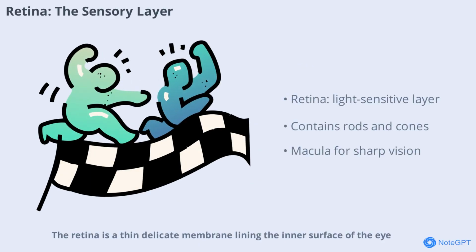The retina is a thin, delicate membrane lining the inner surface of the eye. It contains photoreceptor cells, rods, and cones that convert light into electrical signals. The retina is organized into multiple layers, including the pigment epithelium, nuclear layers, and plexiform layers, each with specialized functions. The macula, located near the center, is responsible for sharp, detailed vision, while the peripheral retina is crucial for night and peripheral vision.